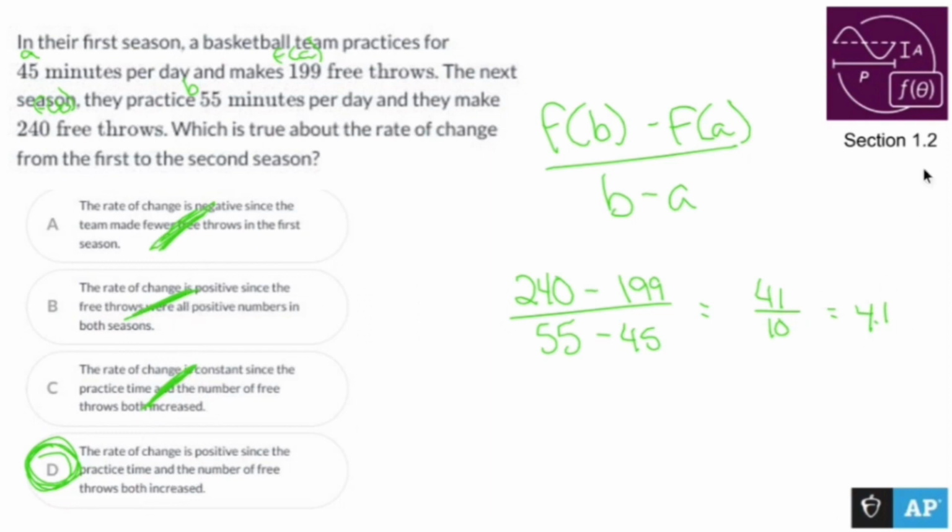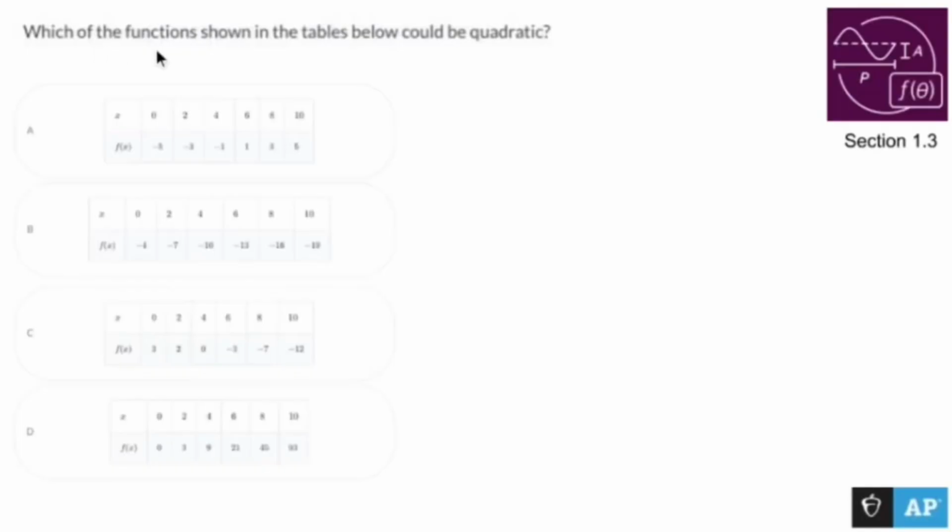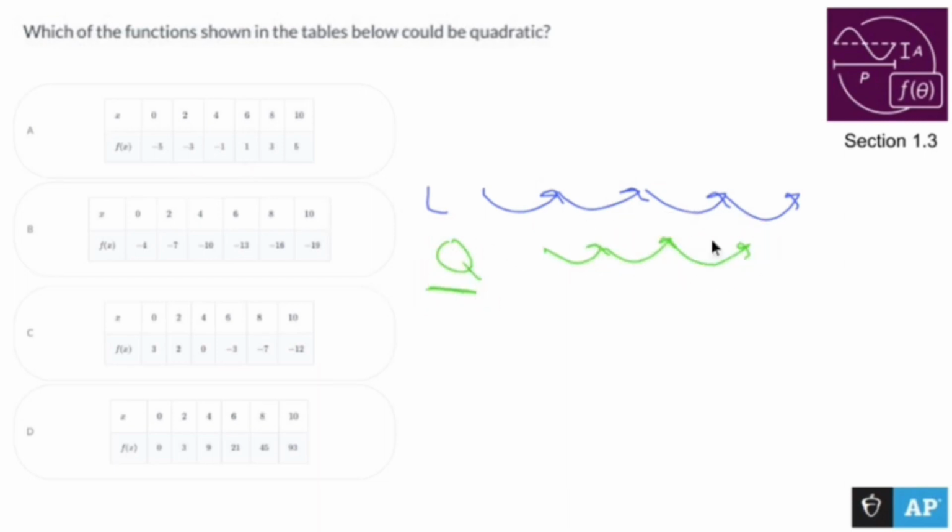So much fun. Section 1.2, rate of change. Which of the functions shown in the table below could be quadratic? Before I even get into this, I'm going to have to zoom up because these pictures aren't that great. If I were to take a table and find out all of these numbers are the same, that would be linear. If they're not the same, then step number 2 is do it again. If all of these numbers are the same, that would be quadratic. That's what I'm looking for.